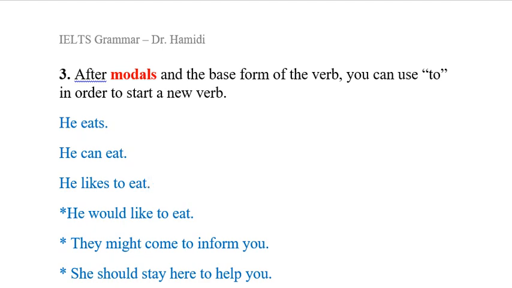But when you use a modal verb like would in your sentence, you say he would like. You do not say he likes. He would like. After this verb, you can use to eat. He would like to eat. So when there is a modal verb, after that comes the base form.